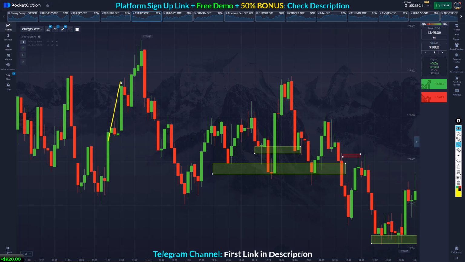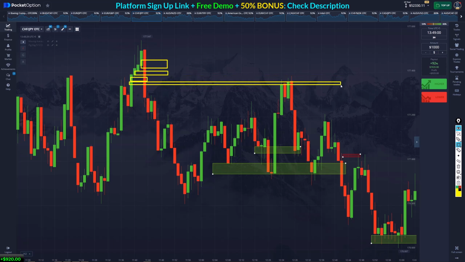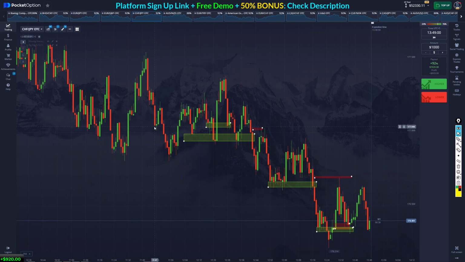For example, look at this, and this is another QM. See that? ABC to the upside, break the previous swing. This is the QM zone for me. And if we go back to a lower time frame, we're probably going to find something inside of it for the market to react, right? So the market keeps doing it.